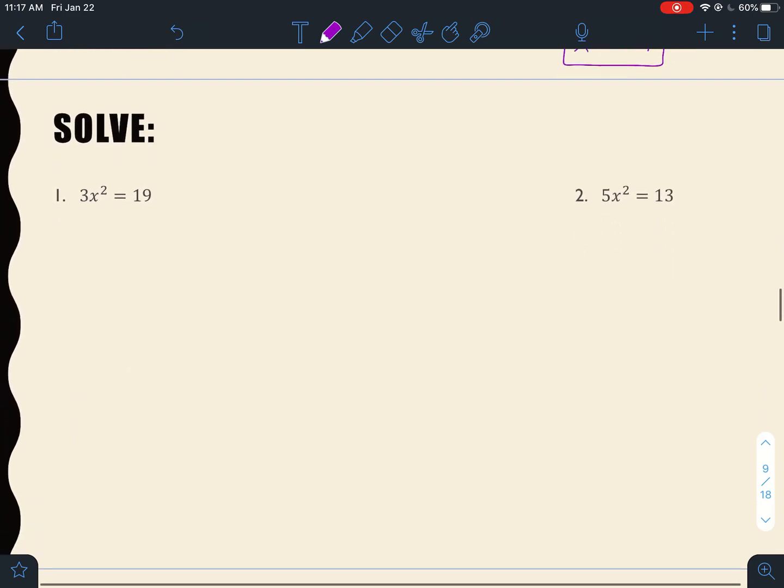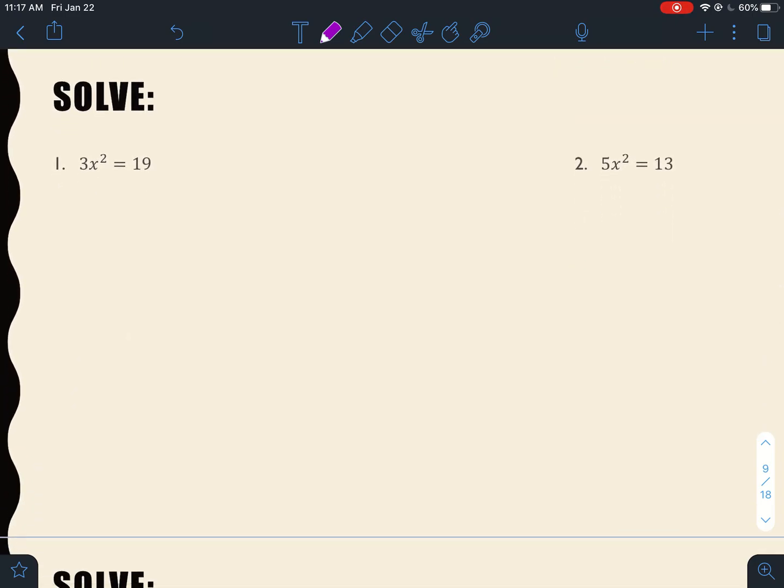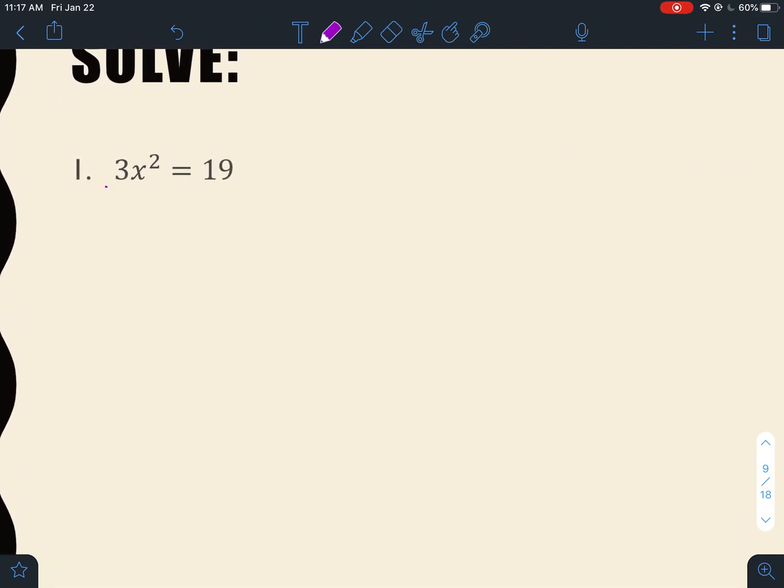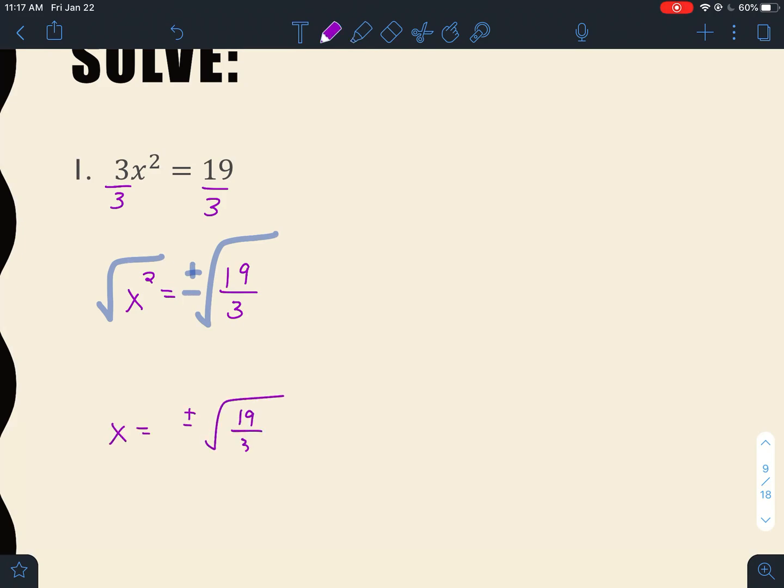All right, so let's look at the next two. 3x squared is equal to 19. Well, we need to get the x squared by itself, so let's divide both sides by 3. And we have x squared equals 19 over 3. To solve for x, take the square root of both sides, and we'd get x equals plus or minus the square root of 19 over 3.